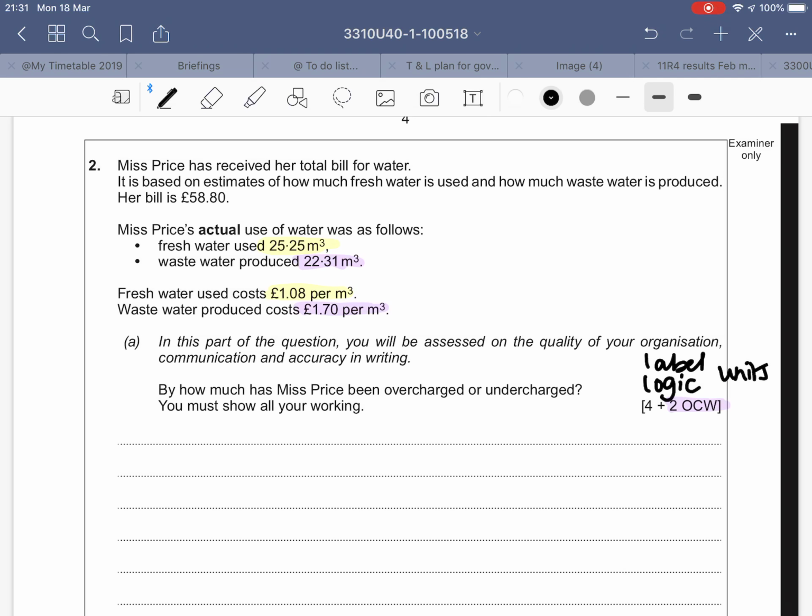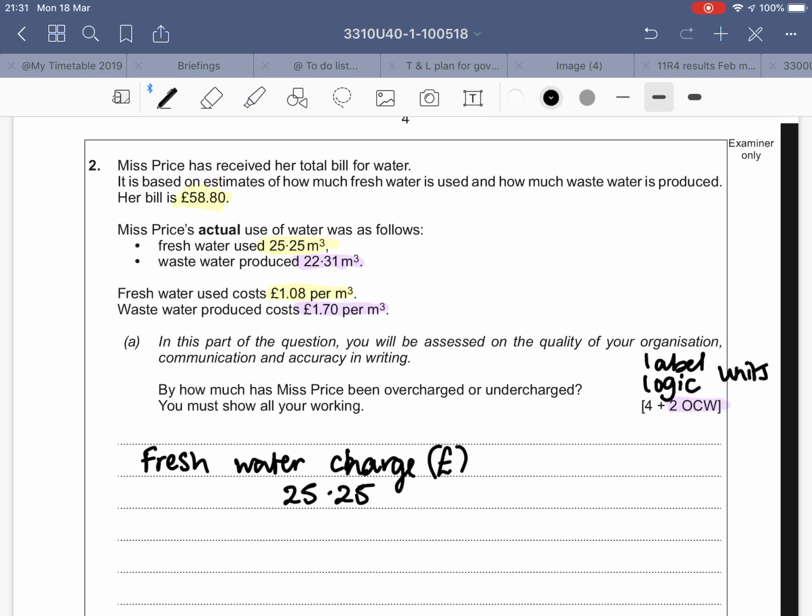By how much has Miss Price been overcharged or undercharged? She was charged, don't forget, £58.80. You must show all your workings out. So let's concentrate on the fresh water. So I'm going to label it here, fresh water, so that they know. Charge in pounds, so I can be really specific.